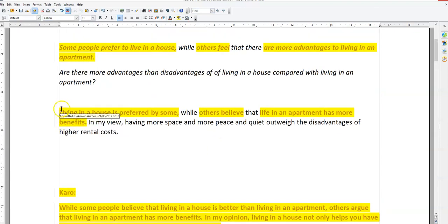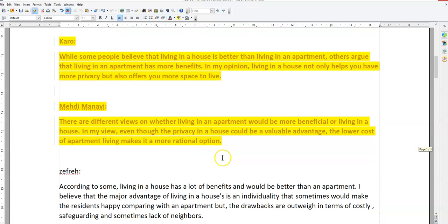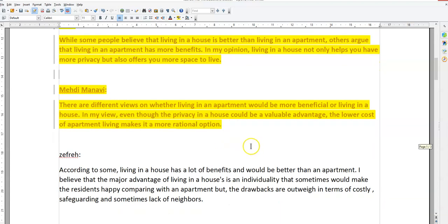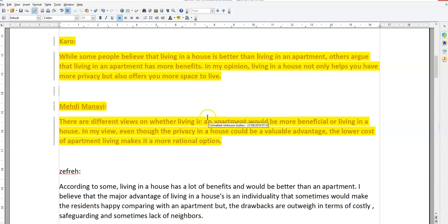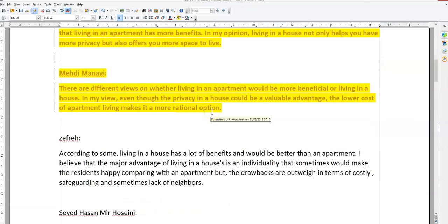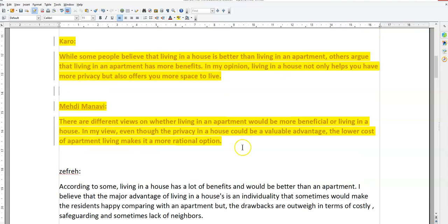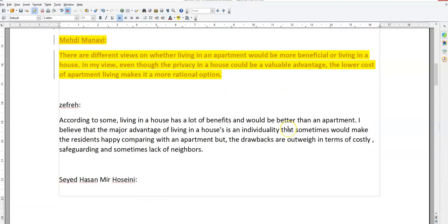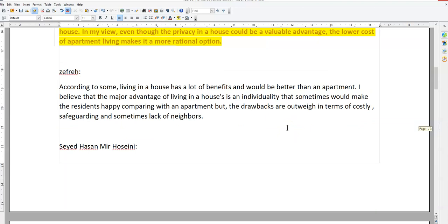If you compare mine, it's virtually the same. Some people think this, some think that. I think that privacy is the advantage, however, lower cost. So I reckon if they were to write the complete essay, I have no doubt it would be pretty similar to mine, because look, we're talking about privacy, space, yeah. So, according to some, living in a house has a lot of benefits over an apartment, and individuality.